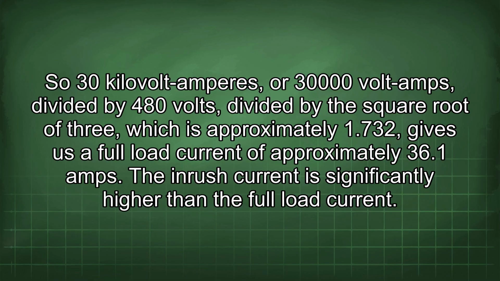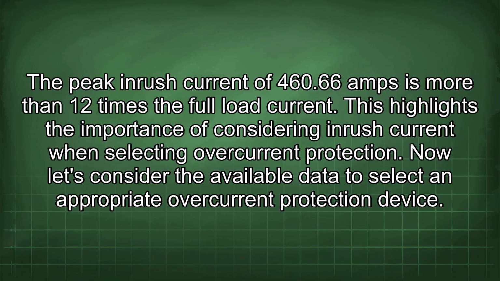The inrush current is significantly higher than the full load current. The peak inrush current of 460.66 amps is more than 12 times the full load current. This highlights the importance of considering inrush current when selecting overcurrent protection.